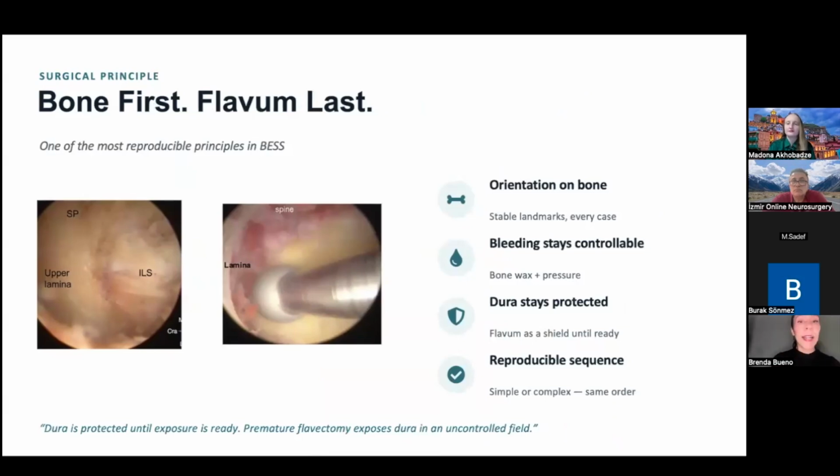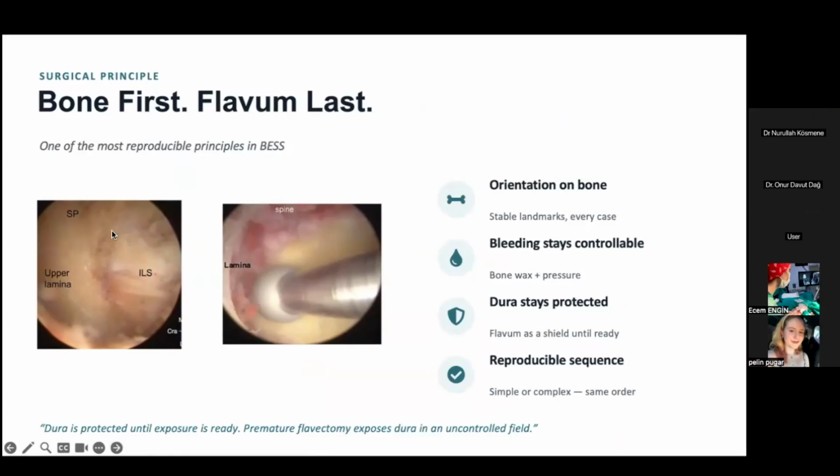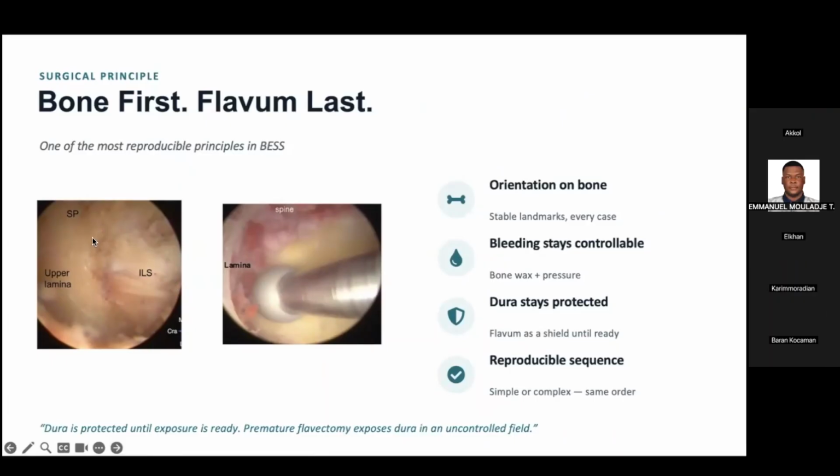When you start and create your triangulation, the first thing you want to see, for orientation, is the first landmark. This figure is the union with the spinolaminar union. Okay, if you don't see it, you shouldn't start drilling or doing anything.